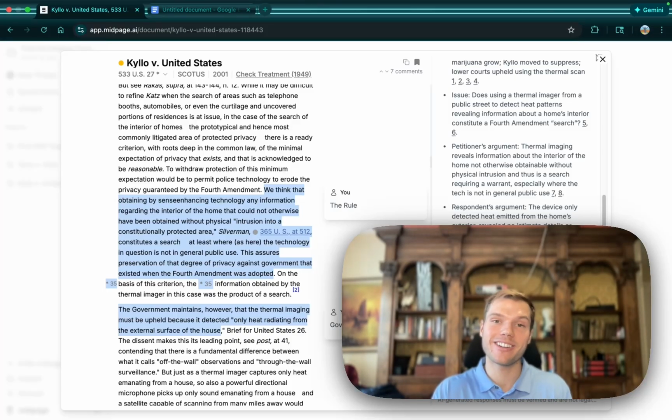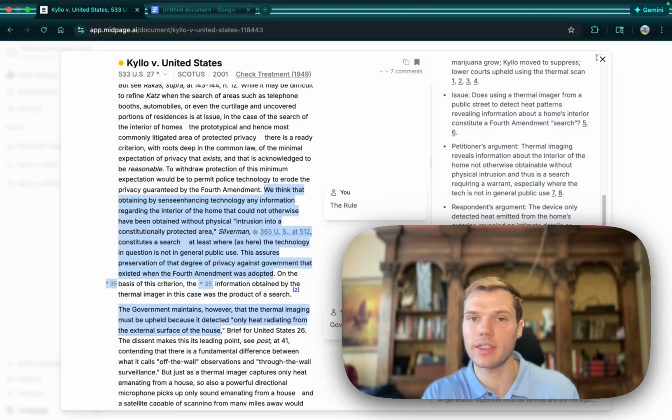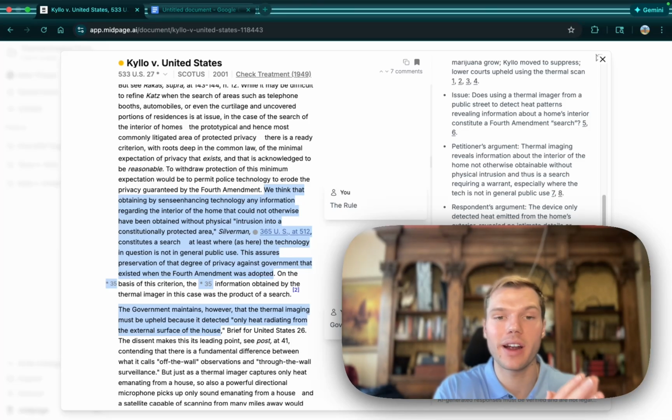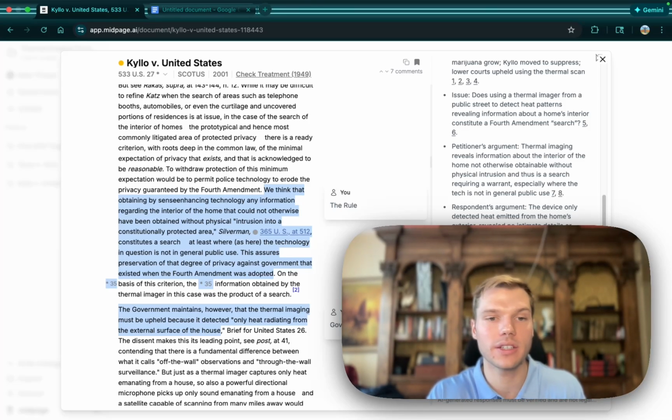So what we're seeing here is that they have laid out the rule, they've struck this down, but there's a little caveat if you caught it. At least where, as here, the technology in question is not in general public use. So they leave the door open for things to change. This is about novel, cutting-edge, futuristic technologies, but once something becomes commonplace in everybody's use, standard practice, well then the door is open for things to change.